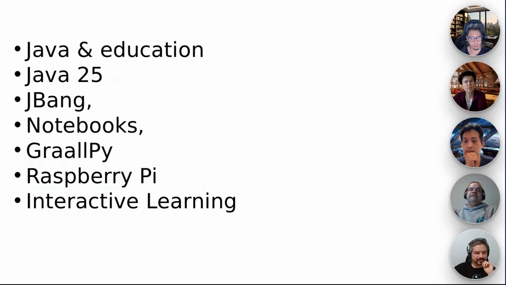Then we have nice tools already there: JBang, Notebook, GraalPy, Raspberry Pi, and we can have it all together, right? Imagine Java running in a notebook where you can write a hello world in one line. You can run this inside a Raspberry Pi. You can have GraalPy, the GraalVM implementation that runs Python. And you can run it with a single line command as well, a shebang file. So you can have everything together, right?